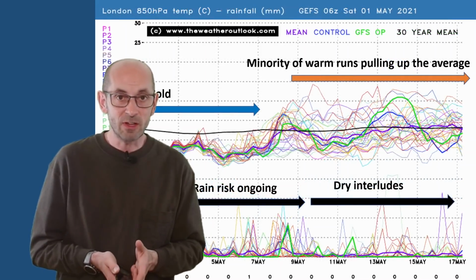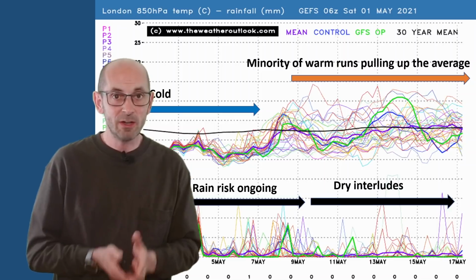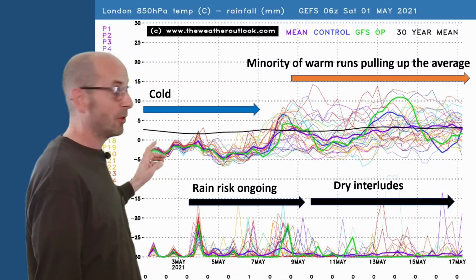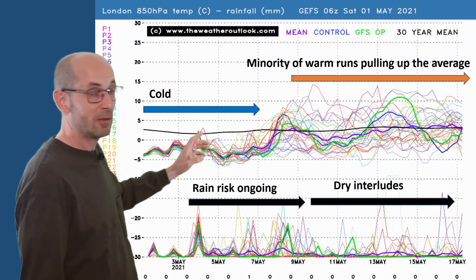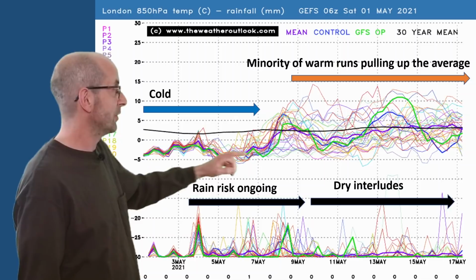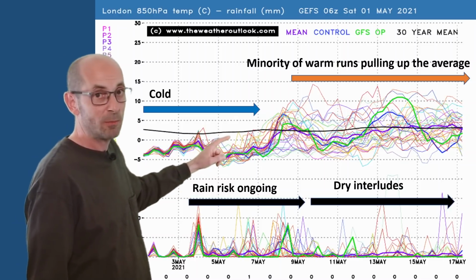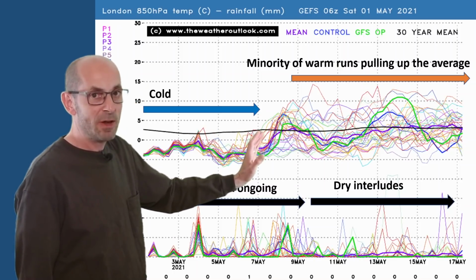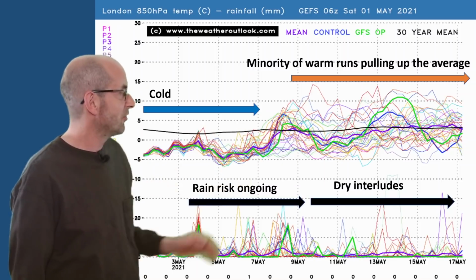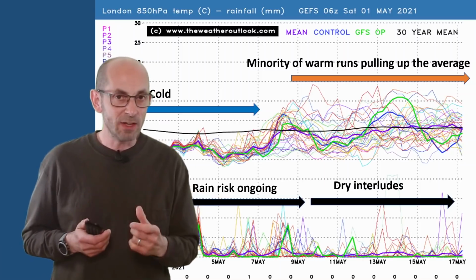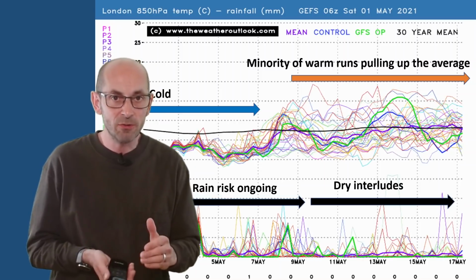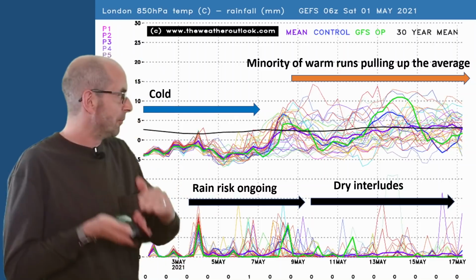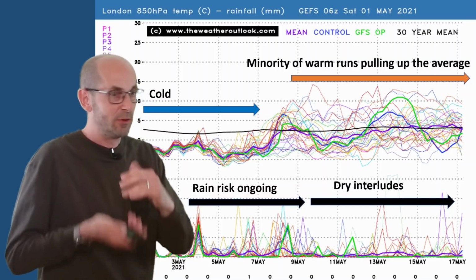I'll now show the 16-day GEFS ensemble data, charts for London. Air mass temperatures on the top, and what we can see there through the first week, they're below. Most of the runs in the ensemble are well below the 30-year mean, which is shown by the thick black line. But then from about the 8th or 9th of May onwards, things are changing. What we're seeing here is a minority of the runs going significantly warmer, and those are pulling up the average towards the 30-year mean.